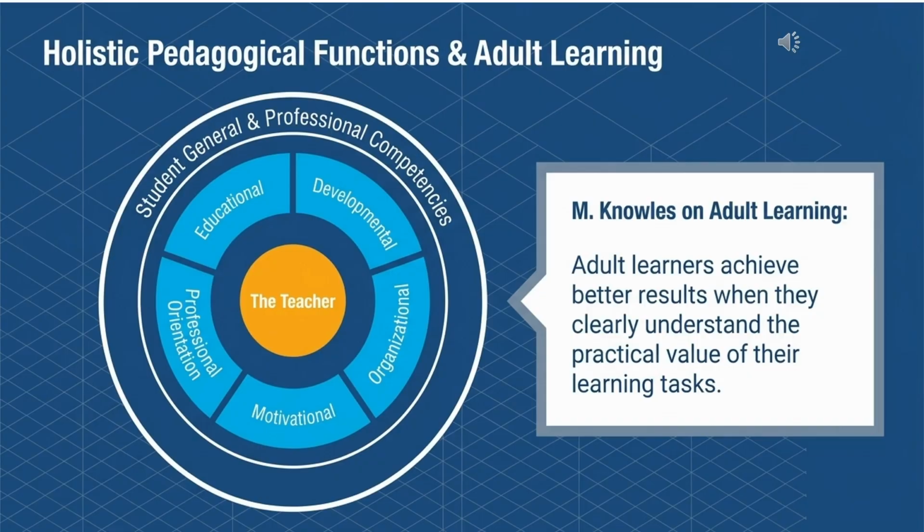The final thematic slide presents a holistic view of pedagogical functions in relation to adult learning. The diagram on page 14 places the teacher at the center of several interconnected functions: educational, developmental, organizational, motivational, and professional orientation. Around this stands the broader aim of student general and professional competence. The reference to adult learning is especially important. As the slide notes, adult learners achieve better results when they clearly understand the practical value of their tasks. Consequently, university teaching must connect content with purpose and method with professional relevance.